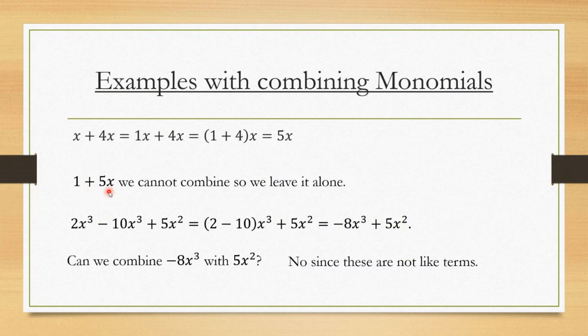Here, we have 1 plus 5 times x, but these are not like terms, right? This here has degree 1. This here is degree 0, right? It's a non-zero constant. There's no x there. So we leave this alone.